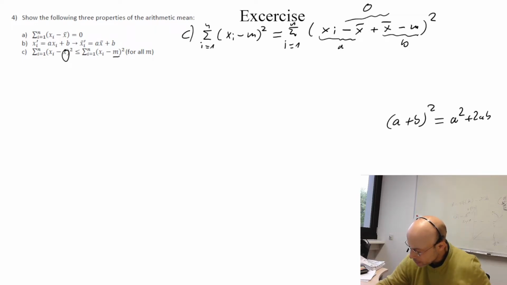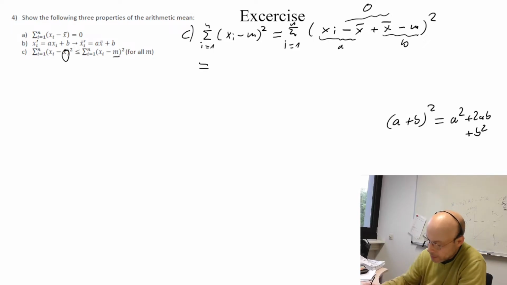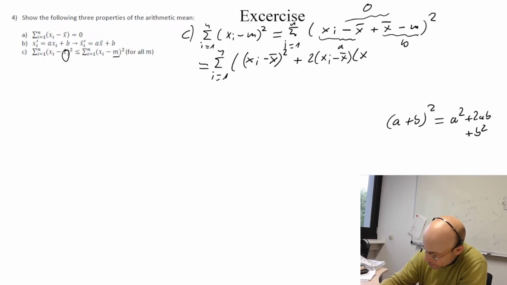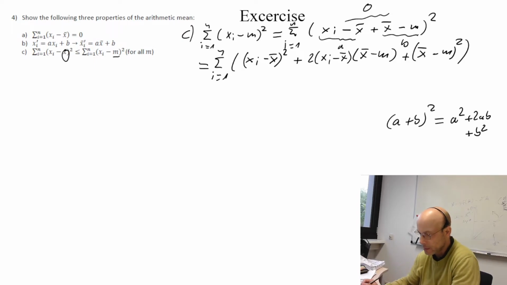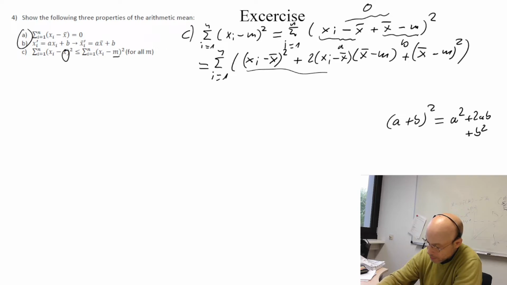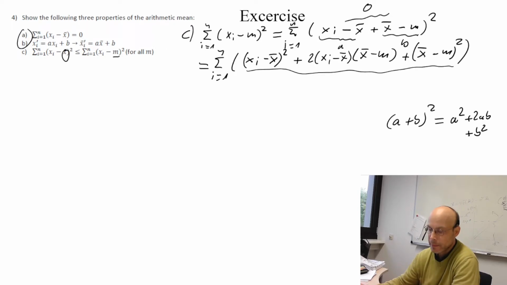A squared plus 2ab plus b squared. And this we use just in this line, so we obtain sum over i from 1, and we have (xi minus x bar) squared plus 2 (xi minus x bar) times (x bar minus m) plus (x bar minus m) squared, closing brackets. And again, as in our a and b here, we have just a sum inside the summation operator. So again, we can split this.